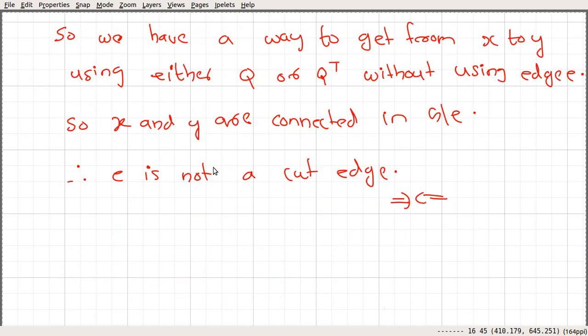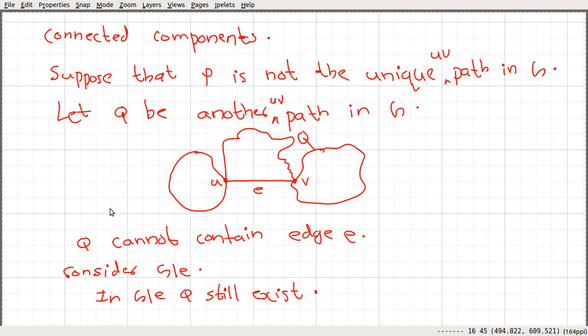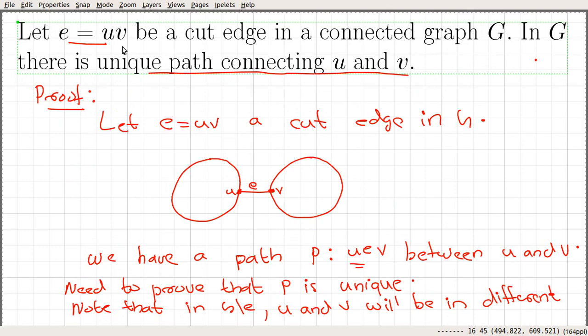And that completes the proof. That says if the edge UV is a cut edge in a connected graph G, then there exists a unique path connecting U and V. So we will see some more properties in the next few videos.